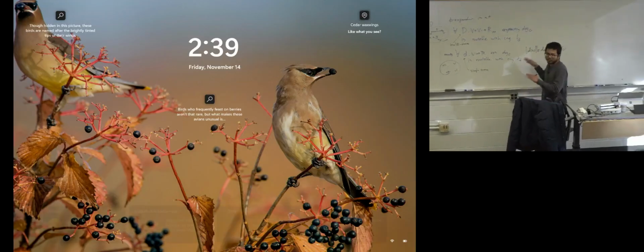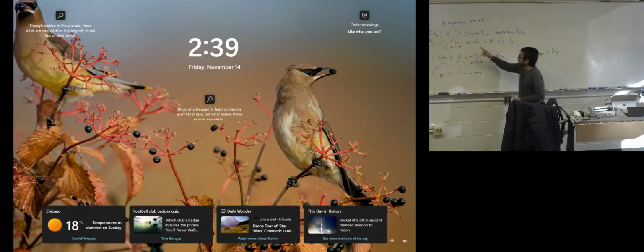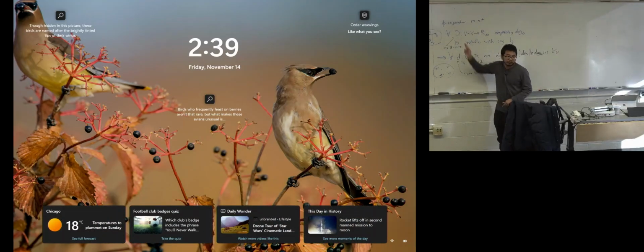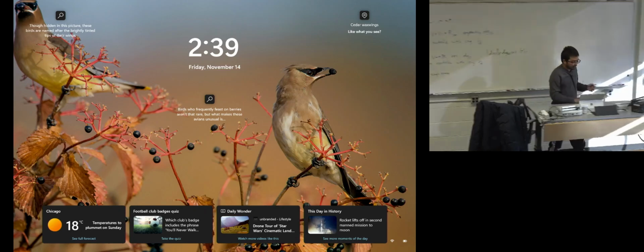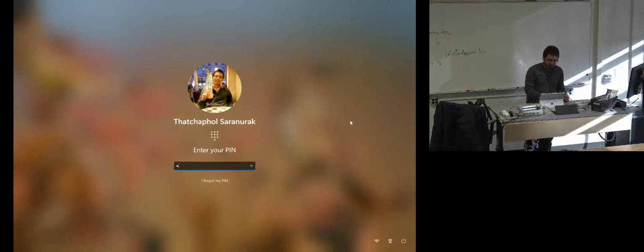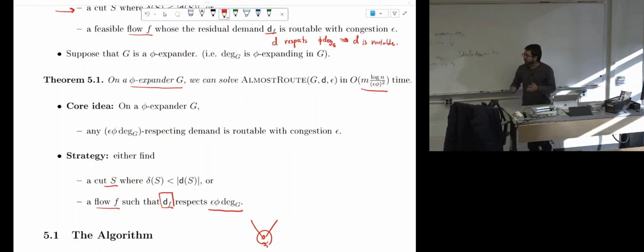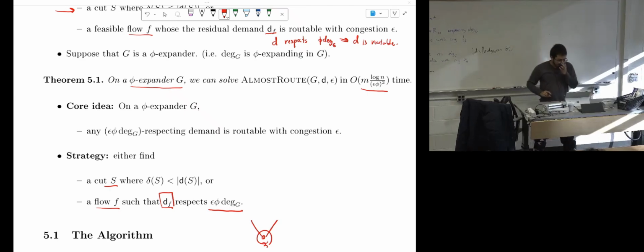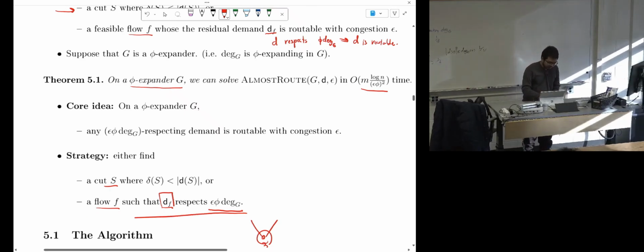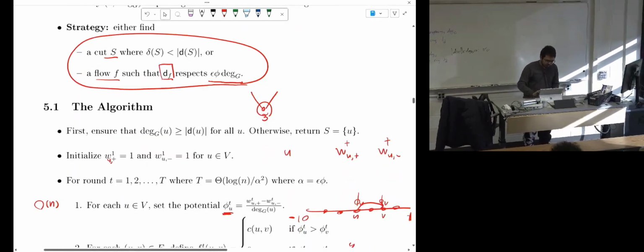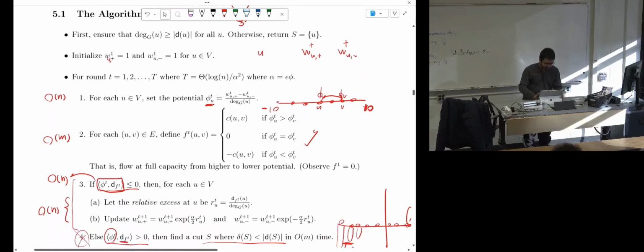So it captured the same intuition. What we want to say is just this thing is more expressive. But today we just talk about the single commodity flow problem. So that's our strategy, right? And what's the algorithm? Let's record it.